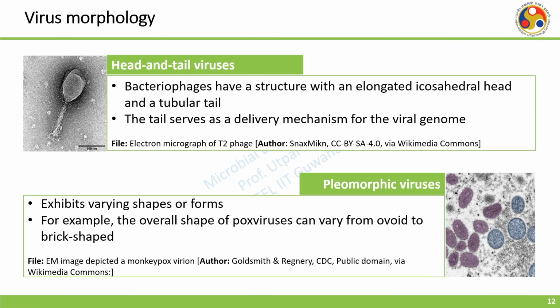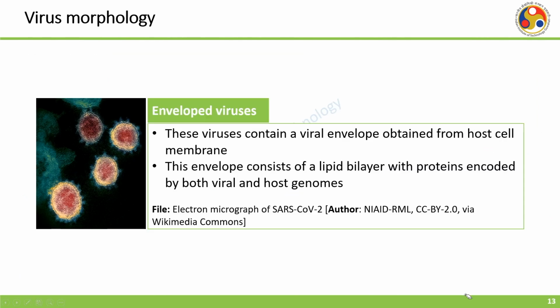Then there are certain viruses which are called head and tail viruses. Bacteriophages have a structure with an elongated icosahedral head and a tubular tail. The tail serves as a delivery mechanism for the viral genome. Then another type of morphology is pleomorphic viruses. These exhibit varying shapes or forms, as you can see in this picture. The overall shape of poxviruses can vary from ovoid to brick shaped.